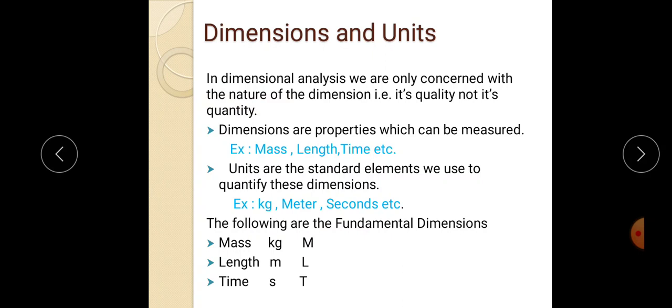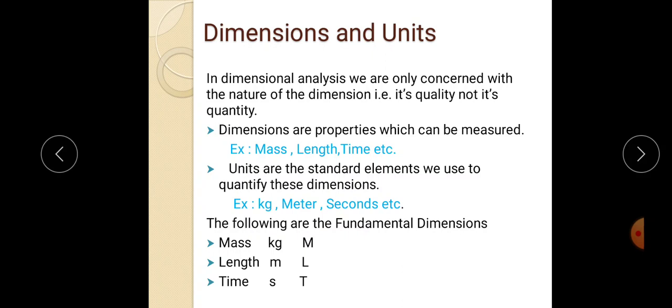What does this mean? In a dimensional analysis problem, we always try to reduce the number of variables in any physical problem. So that is written here, that we are concerned about quality, not its quantity. We always try to reduce the number of variables, that is its quantity. So it is correctly written over here: in dimensional analysis, we are only concerned with the nature of the dimension, that is its quality, not its quantity.